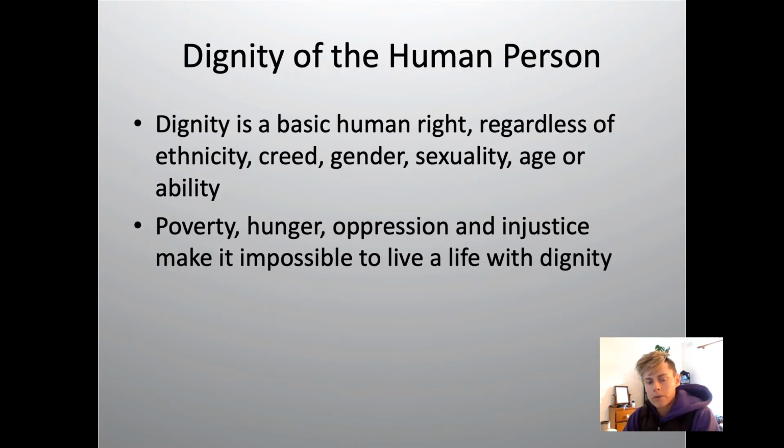Dignity of the human person. What is meant by dignity of the person as a cornerstone of this concept of social justice? It means recognizing the inherent dignity of people as human beings, dignity that doesn't shift or change based on the social categories that we've constructed as a society. So it doesn't change based on your gender, your race, your age, or your sexuality. It also means recognizing that poverty, oppression, and injustice make it impossible to live a life with dignity.